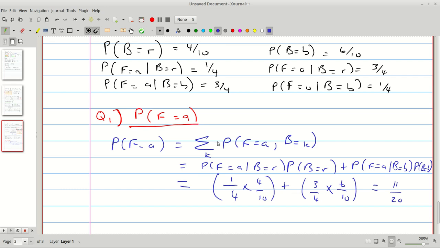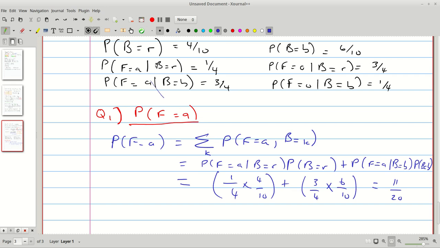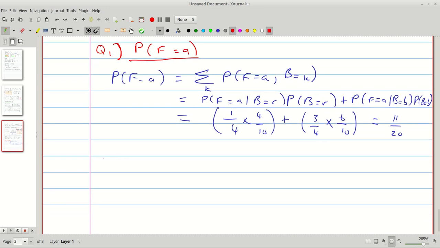If someone then asks you the next question, question 2, what's the probability that the fruit is equal to orange? You can go ahead and do this whole computation, of course, but since these events are mutually exclusive, either you pick an apple or an orange. Looking at it from that high level, this should be equal to 1 minus 11 over 20, which is 9 over 20, because they should sum up to 1. So that's another way of looking at it.